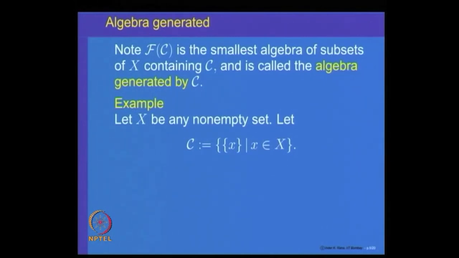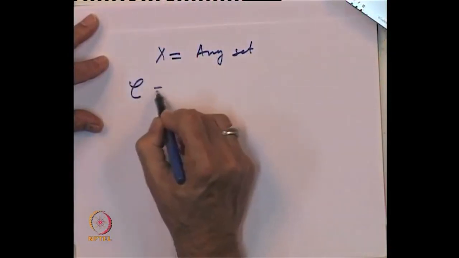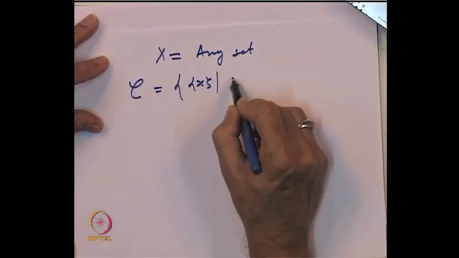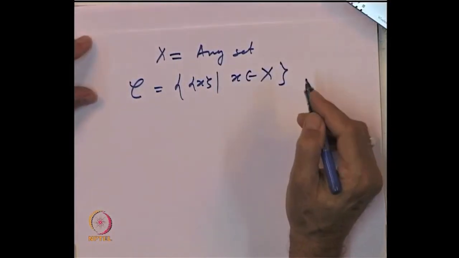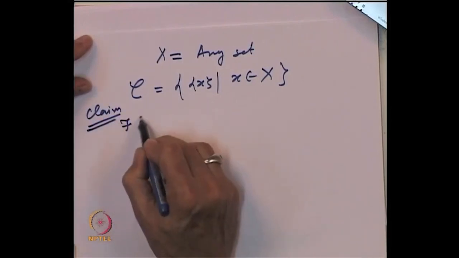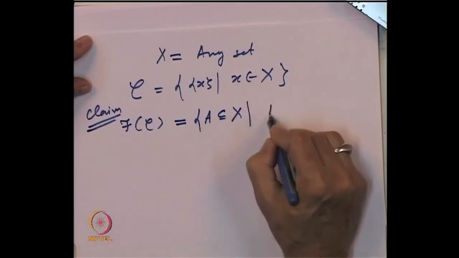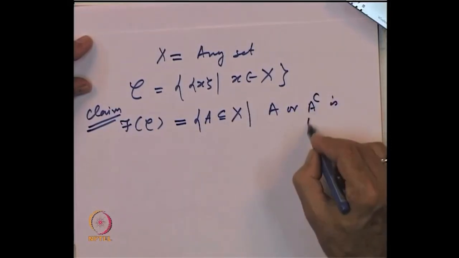We want to know what is the algebra generated by this C, and the claim is that the algebra generated by C is nothing but all those sets E in X such that either E or E complement is finite. So, let us prove this. How do you prove such kind of assertion? We have X, any set, and C is the collection of all singleton sets which are subsets of X. And our claim is that F of C is nothing but all sets A contained in X such that A or A complement is finite.